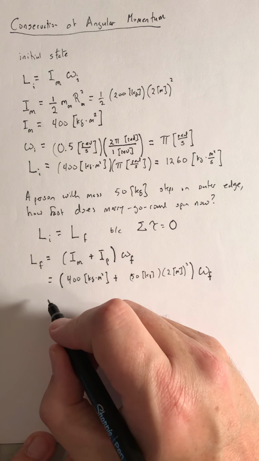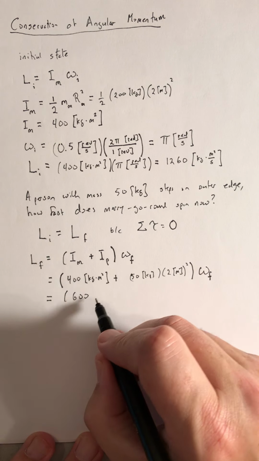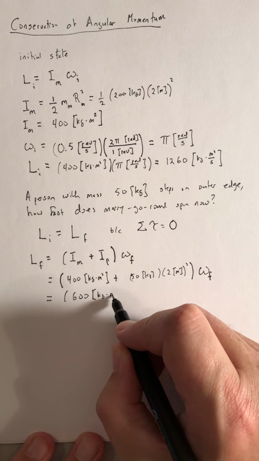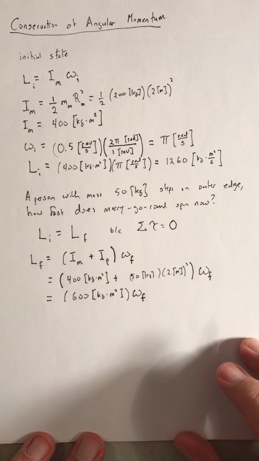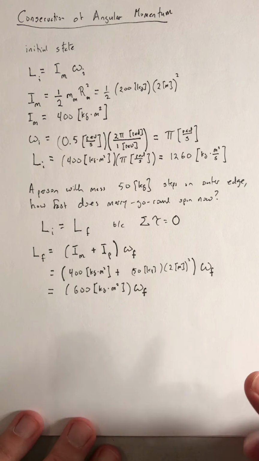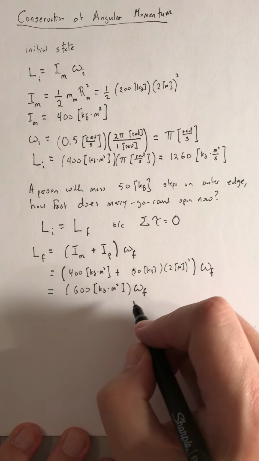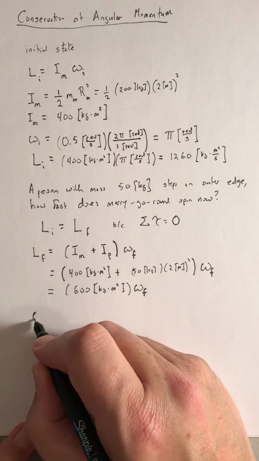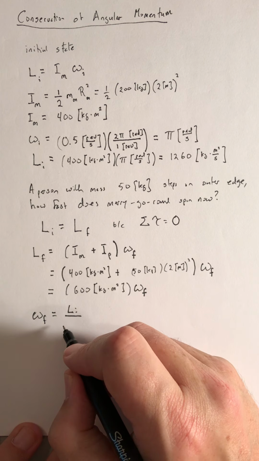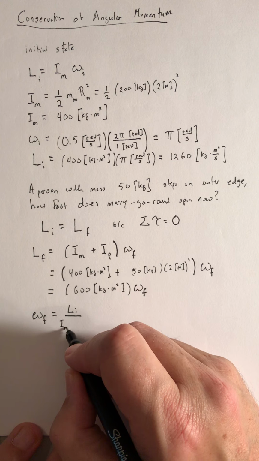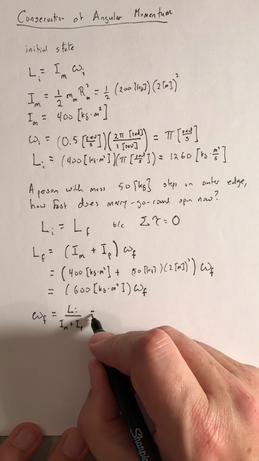And that's going to be 600 kilogram meters squared times omega final. So conservation of angular momentum, and solving for omega final. Omega final is going to be the initial angular momentum divided by the rotational inertia of the merry-go-round plus the person, which we just found is 600 kilogram meters squared.